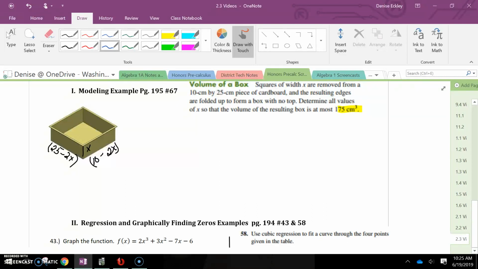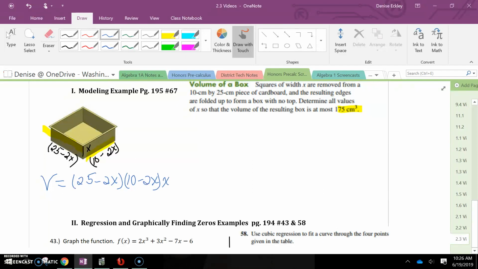So the one side is 25 centimeters from edge to edge. It was 25 centimeters, and now I've cut off a little bit, x amount, on each side. And then I did the same thing on the side that was 10 centimeters. So that's how I got the dimensions 25 minus 2x and 10 minus 2x. So the volume of my box is going to be 25 minus 2x times 10 minus 2x times the height of the box, which is x.